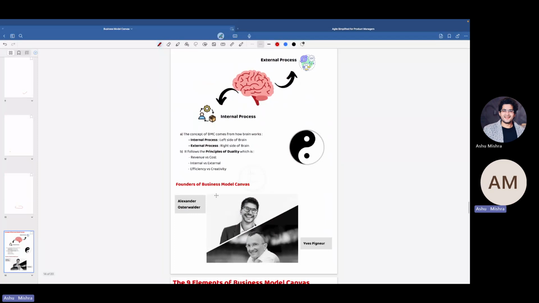So before that, let's discuss the founders of this business model canvas. One is Alexander Osterwalder and another is Yves Pigneur. So these are the 2 co-founders of the business model canvas. And this guy Alexander is currently the CEO of one of the most renowned organizations called Strategyzer, guys. This business model canvas was founded in the early 2000s, and hence has been used by multiple companies in the last 2 or 3 decades, guys.